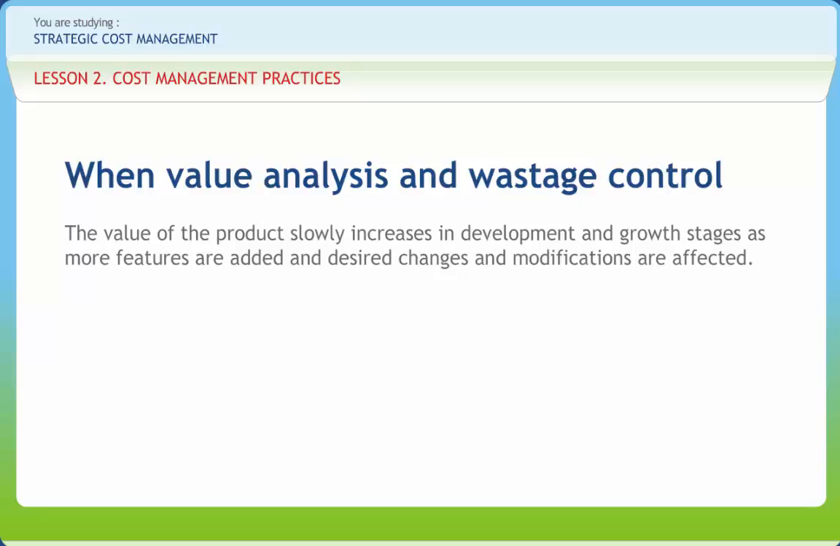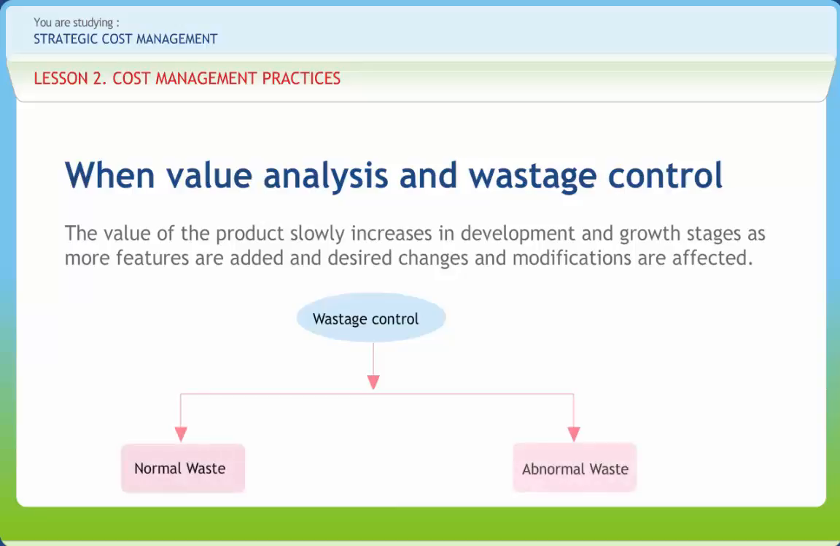In the process of manufacturing, there are many material losses which take place, known as waste, spoilage, and scrap. Waste is defined as the substance having no value. Waste can be of two types: first, normal waste and abnormal waste.